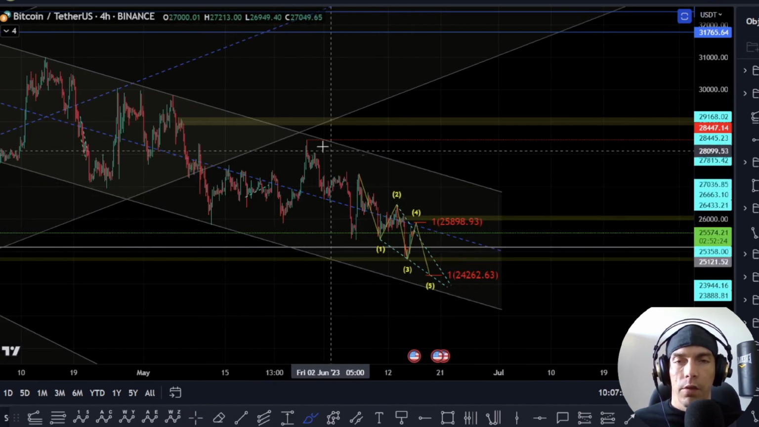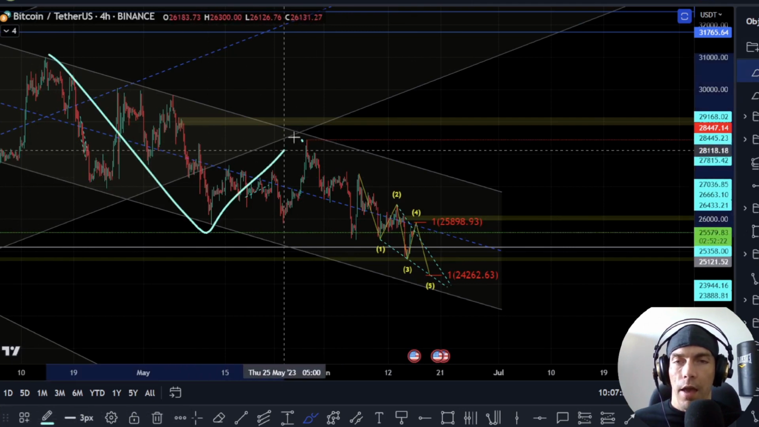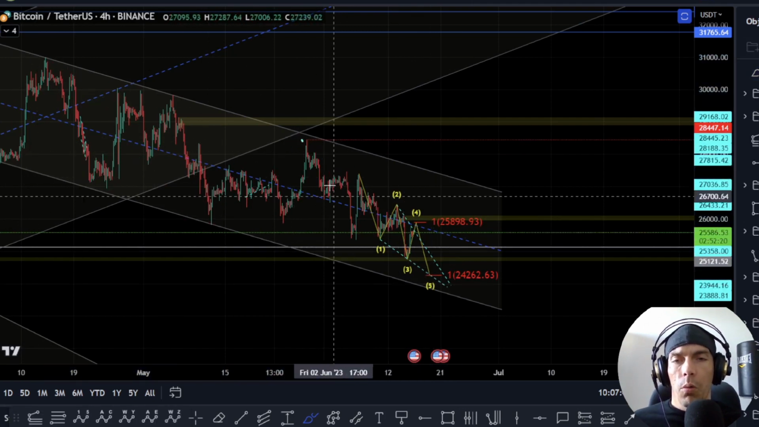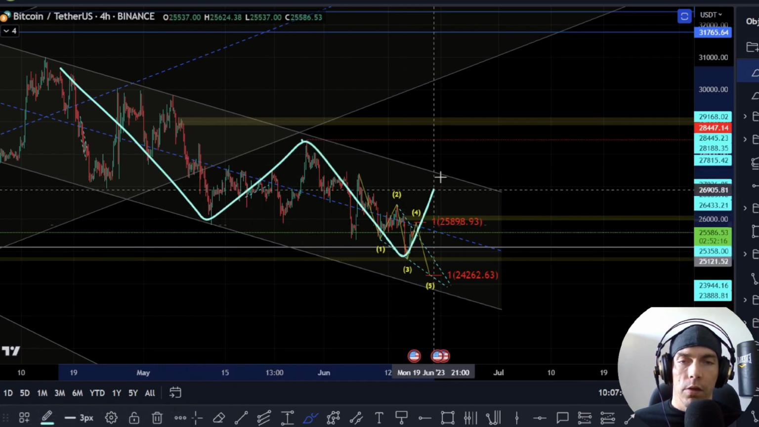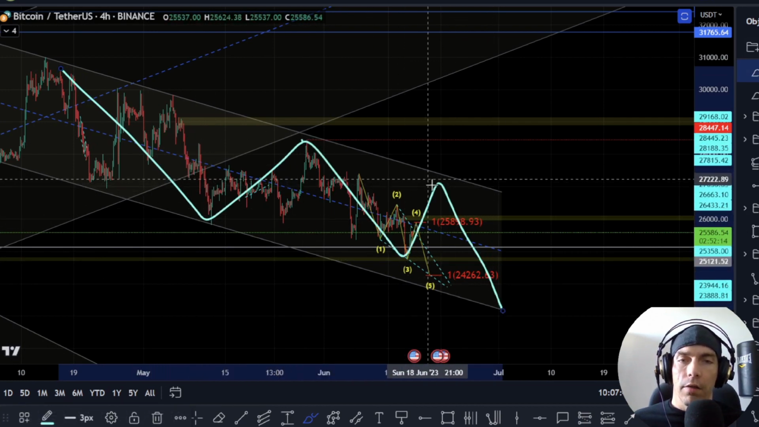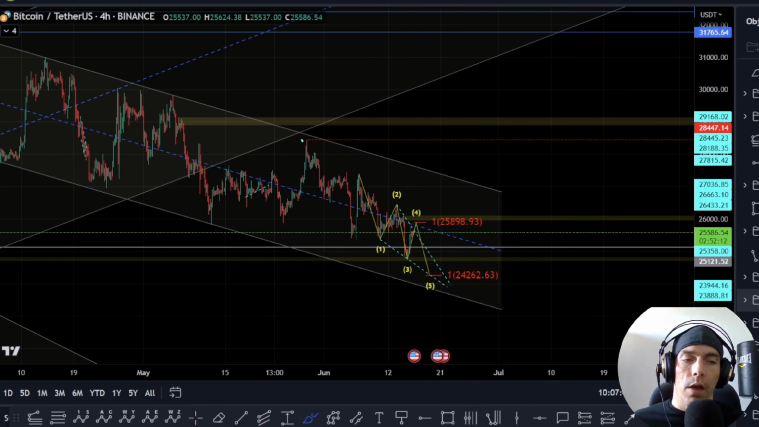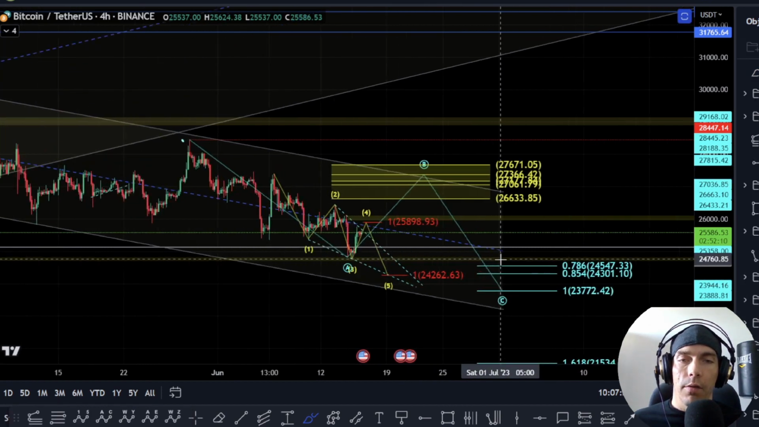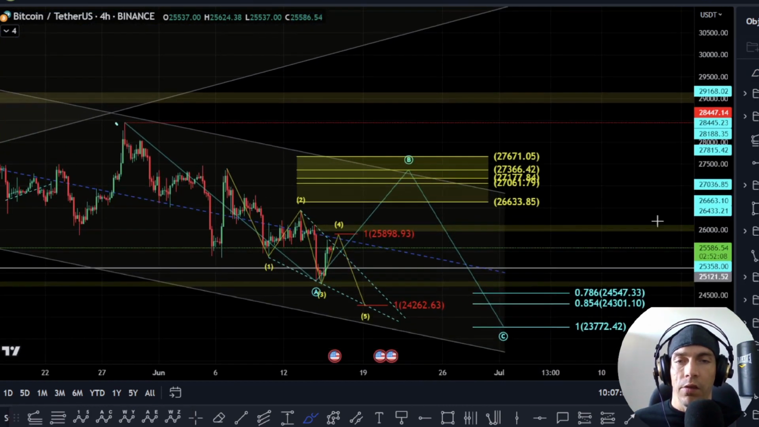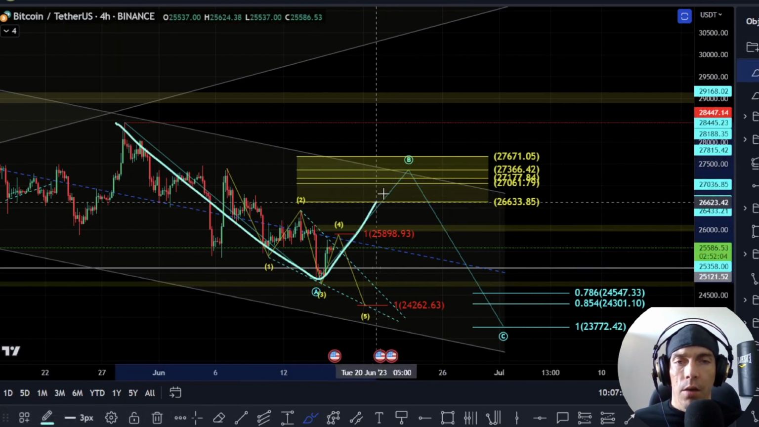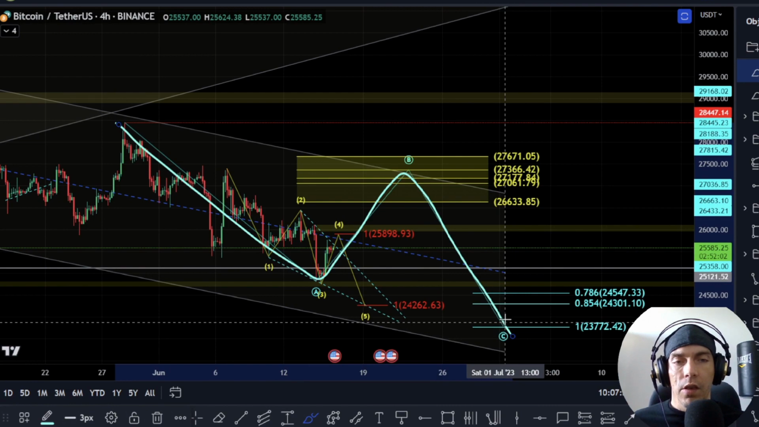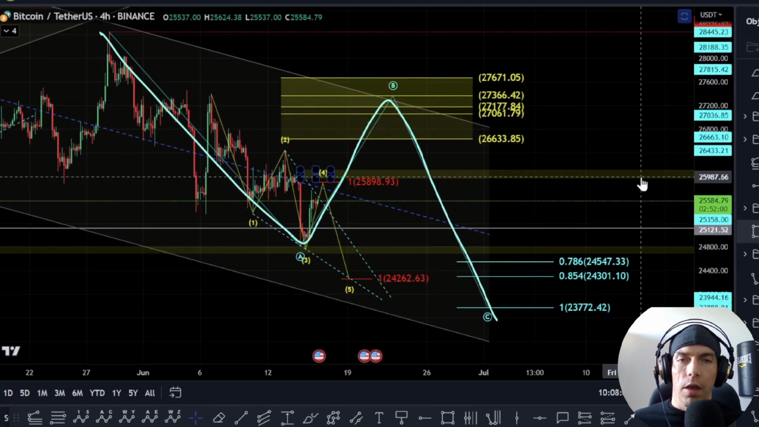Now, if this is the case, what this would mean is that this could either be A, B, and then C, or what we could have here is that this could be W, this could be X, and then we could see this play out to the upside as an ABC for a Y wave. So what this would mean is that we have something more along these lines, where actually we see this move to the downside as an A, we see a B wave to the upside, and then we see continuation to the downside in the C wave.